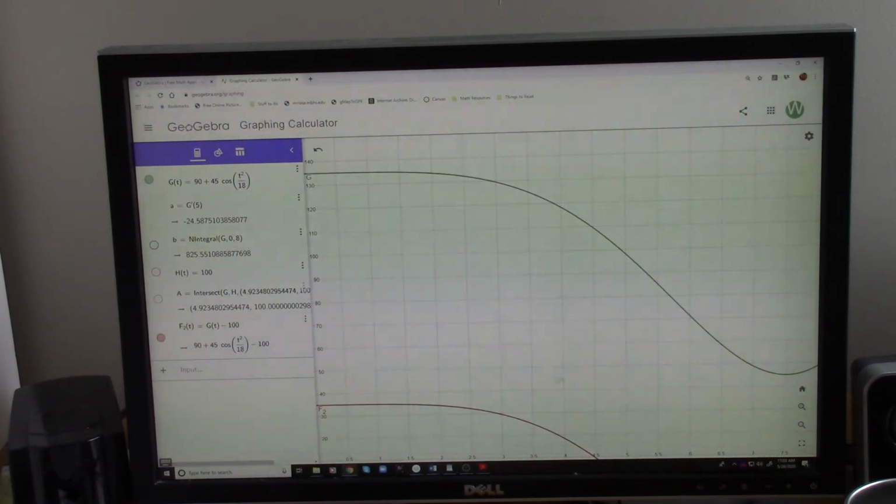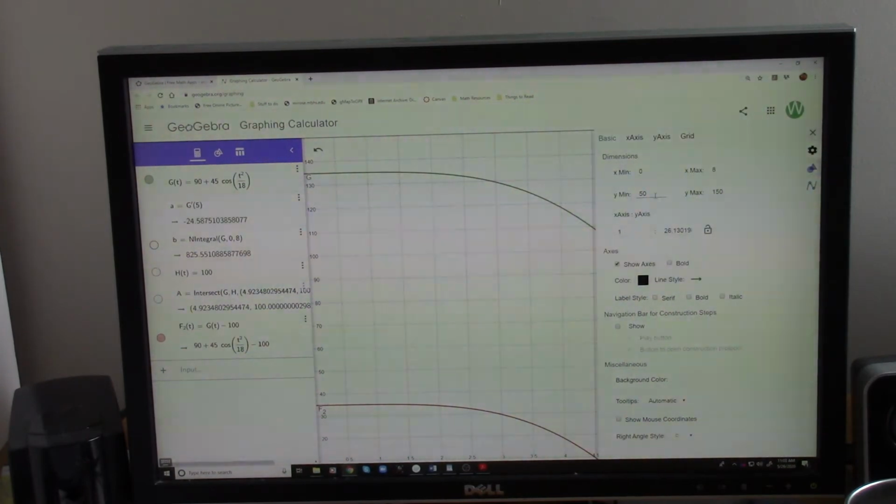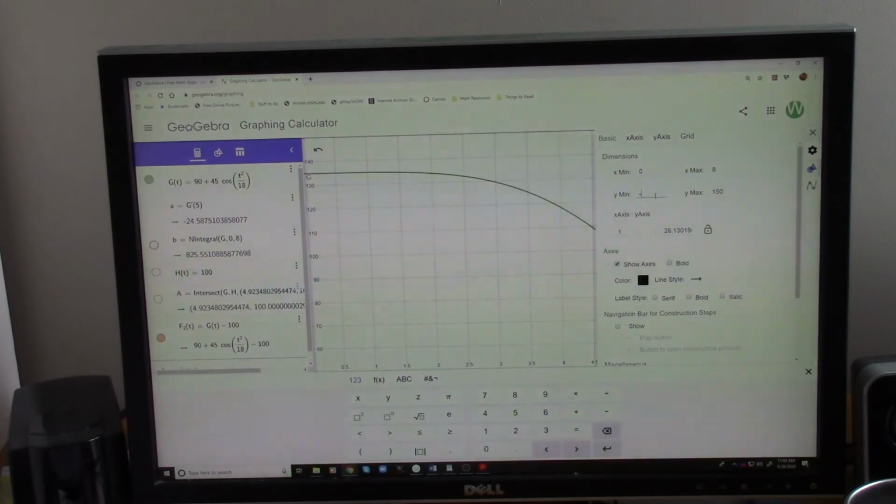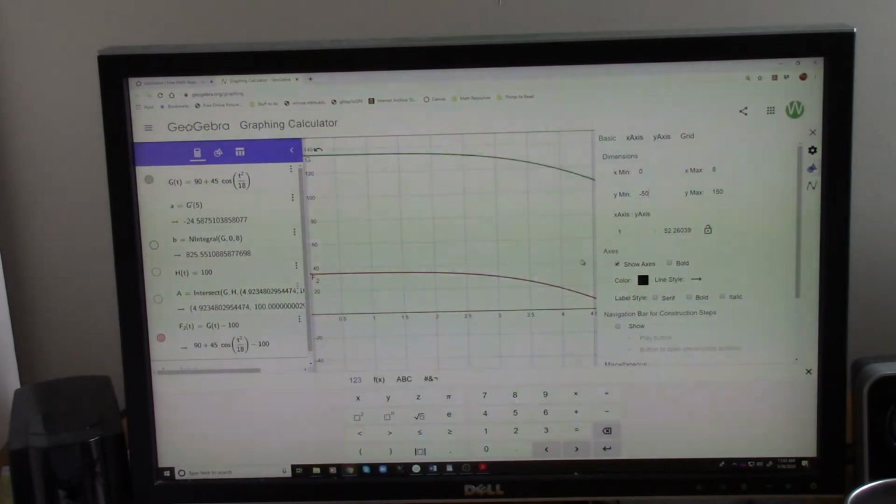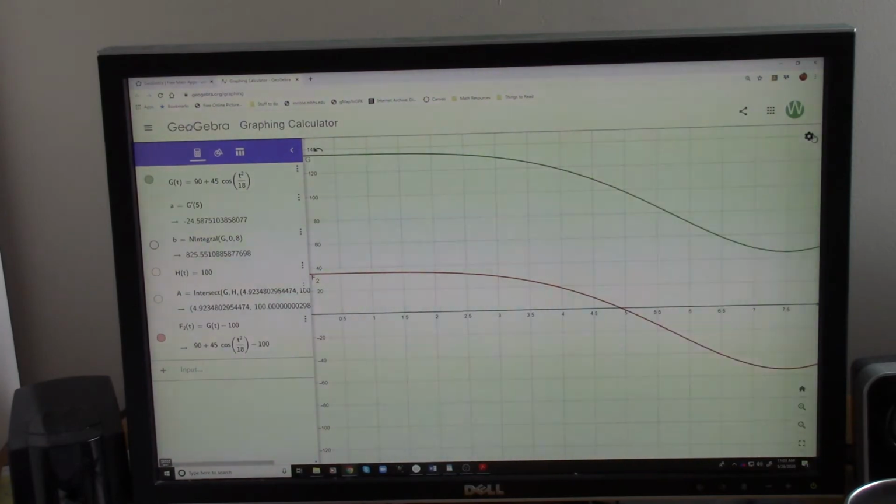Okay, so I have to change my window. Settings, so now I'm going to go, I don't know, negative 50 to 150 or something, enter. And so now perhaps you prefer this better because this f2 function, which is the thing on our paper I called f prime, is in fact the difference between the rate at which the gravel is arriving and the rate at which it's being processed.